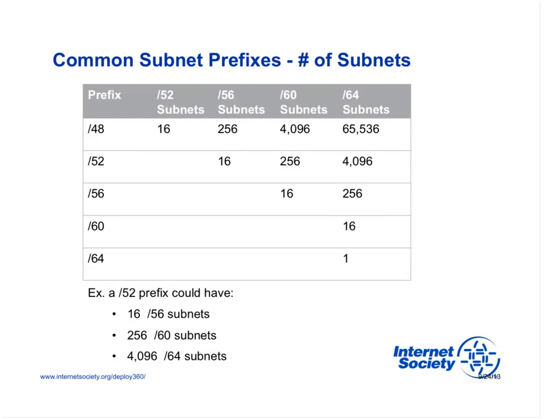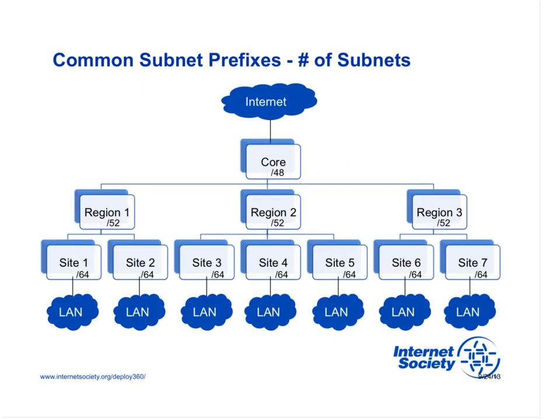If I give out a /48 at the top level, and I then allocate out to several regional sub-routers, if I give them each a /52, each of those routers could then have 16 /56 subnets. They could have 256 /60s, or they could have 4,096 /64s. Similarly, if they then allocate out a /56, you could again get in this range, and you get a different range of what your networks can look like. Let's see what it looks like graphically.